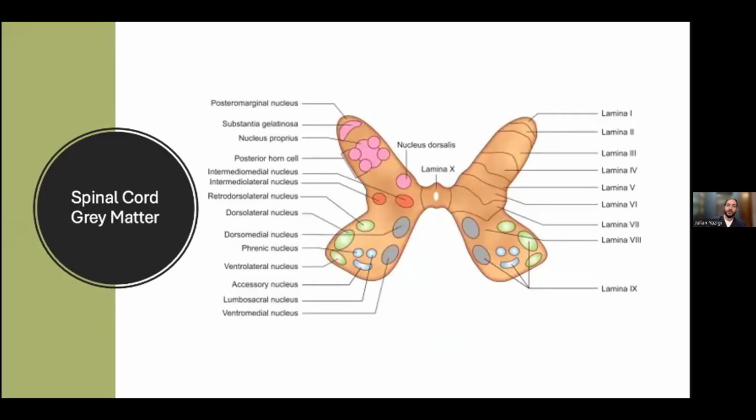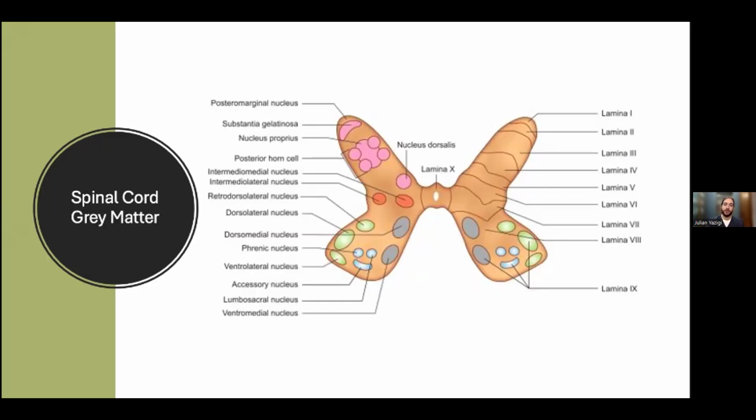So the internal architecture of the spinal cord, the gray matter, is best understood through the framework of the Rexed laminae, a cytoarchitectonic classification system introduced in the 1950s. Instead of describing the gray matter merely as dorsal, ventral, and lateral horns, the laminar model divides it into 10 distinct layers, each containing specific neuronal populations and supporting characteristic functions. These laminae extend throughout the spinal cord, but vary in prominence depending on the segmental level and functional demand.